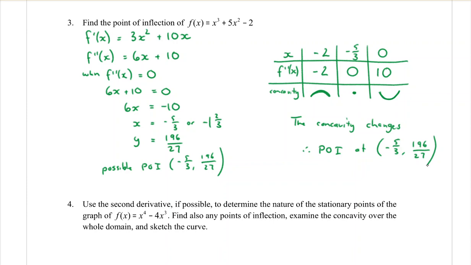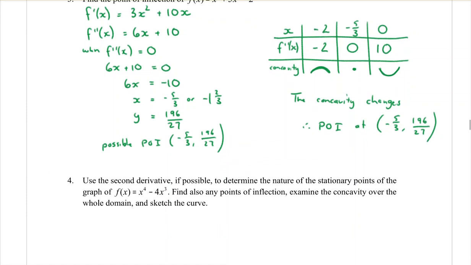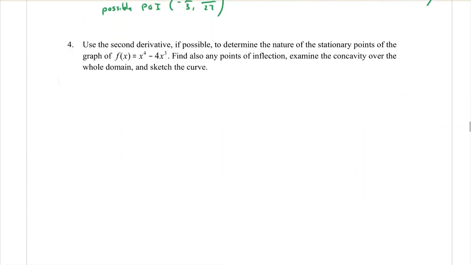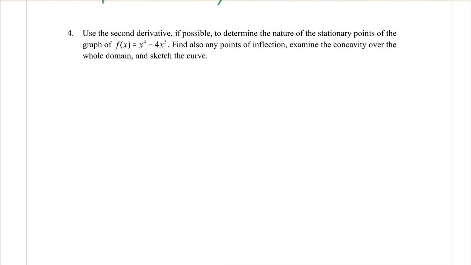Then we get the questions that have it all together. Question 4. Question 4 says, use the second derivative, if possible, to determine the nature of the stationary points of the graph f of x equals x to the power of 4 minus 4x cubed. Also, find any points of inflection, examine the concavity over the whole domain, and sketch the curve. Just a few little things we want to do here.